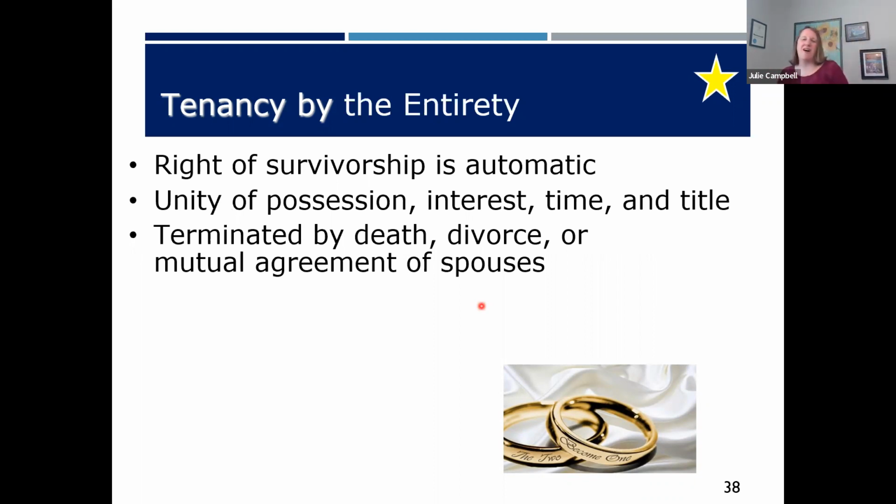Right of survivorship is automatic with Tennessee by the entirety, which means you have 2 spouses. One passes away, their interest automatically goes to the remaining spouse. I don't care what this person's will says. I don't care because they have right of survivorship. When one dies, their interest automatically goes to the other.